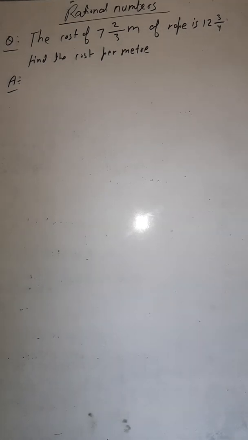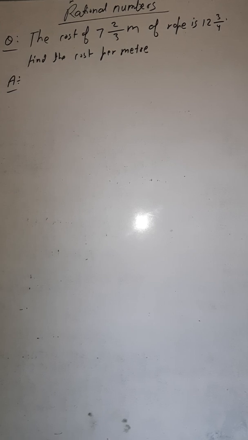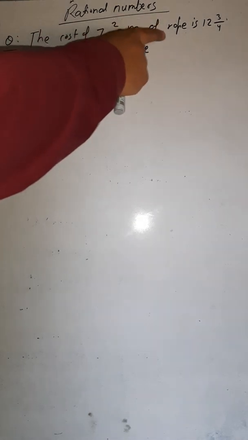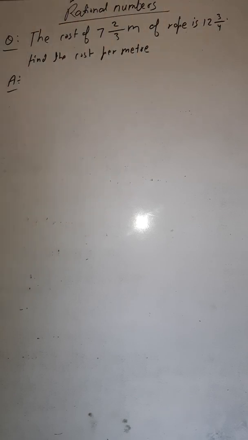So hello dear students, now we will be moving ahead in this chapter number one, that is rational numbers, for class 8th mathematics. So today's first question is: the cost of 7 whole 2 by 3 meter of rope is 12 whole 3 by 4. Find the cost per meter.